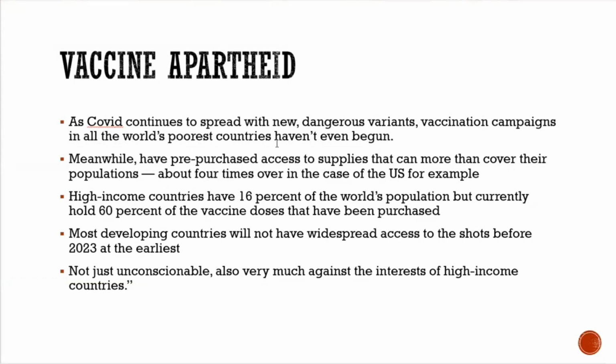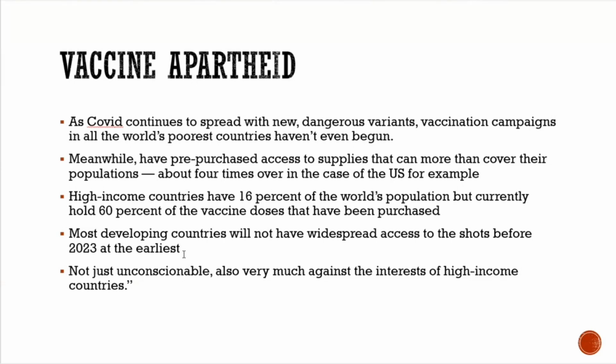COVID continues to spread, there are new variants, and some countries haven't even begun vaccinating. Meanwhile, higher income countries have pre-purchased access to supplies that can cover their populations about 4 times over. So we have pre-purchased enough vaccine doses that we can vaccinate the U.S. population over and over again, 4 times. Canada, 6 times over. There are several examples, right? High-income countries have 16% of the world's population, but hold 60% of vaccine doses that have been purchased. Again, a huge disparity there.